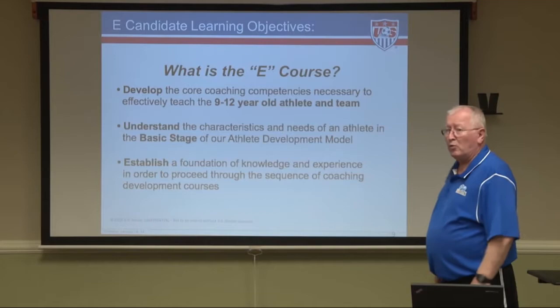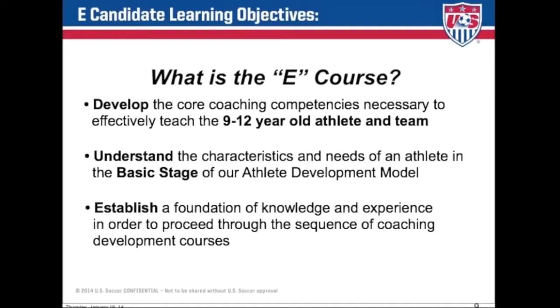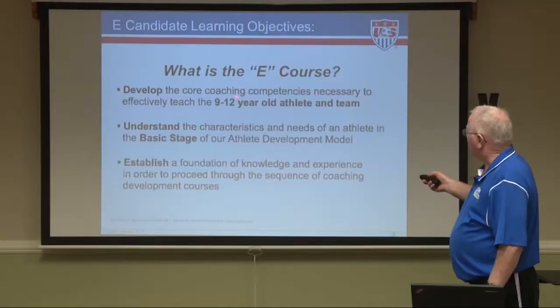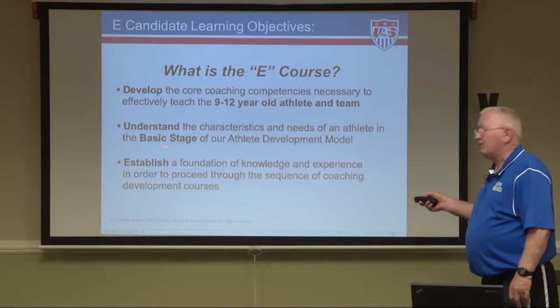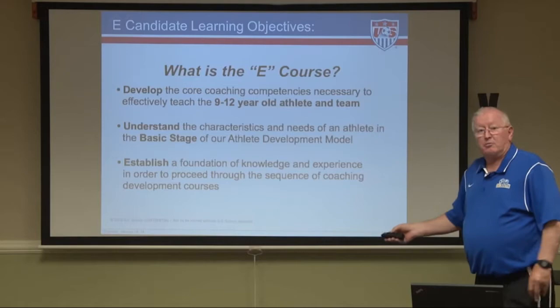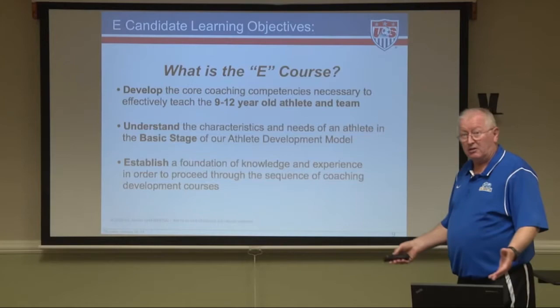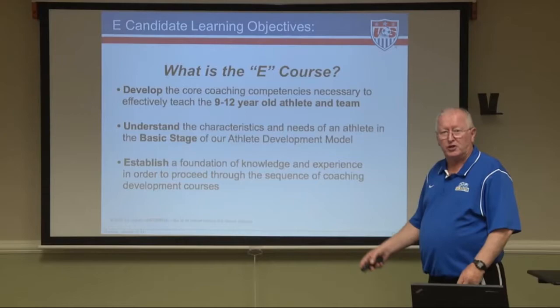Okay, what is the E license? It's a license about the 9 to 12 year old. That's the area and the span of years that we're going to look at this particular time. We're going to look for developing core coach competencies to work with this group. We need to understand the characteristics and needs of this basic stage of the athlete development model. This license will allow you to establish a foundation of knowledge. So this is the beginning, a foundation of knowledge, in order to proceed through the sequence of coaching developmental courses, which we saw in the previous slide.